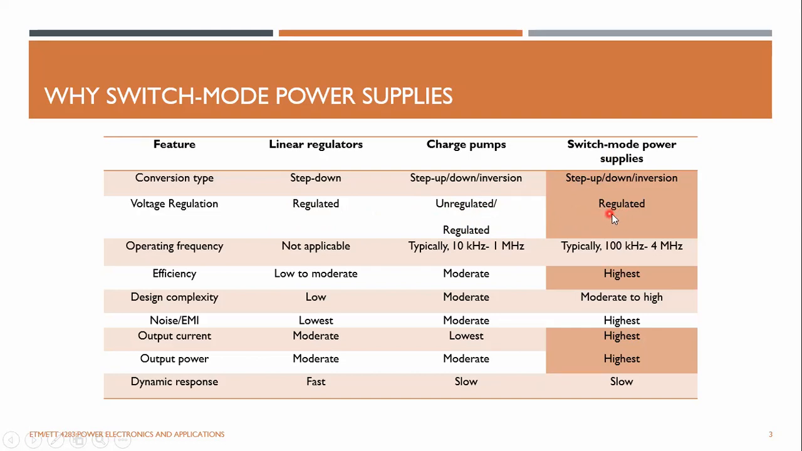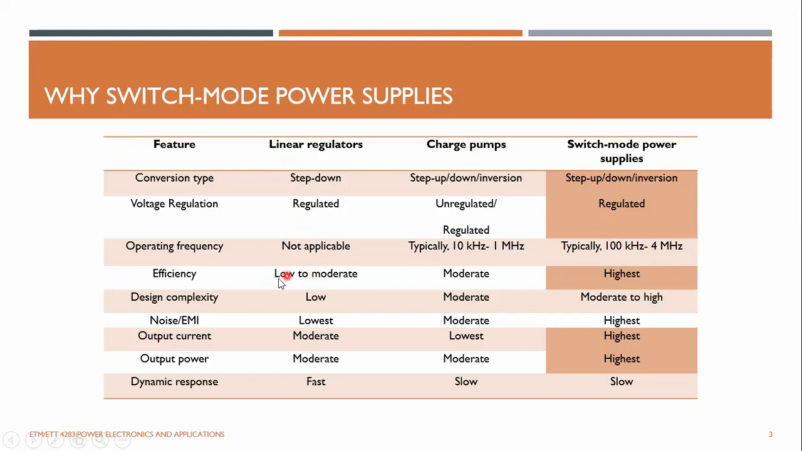That is very important. Now operating frequency: linear regulators don't need any switching controller. It's like a transistor or MOSFET driven series pass device. So there is no switching; it's a pretty linear controller. Charge pumps are switched in the frequency range of 10 kilohertz to 1 megahertz. Switch modes are typically driven from 100 kilohertz up to 4 megahertz.